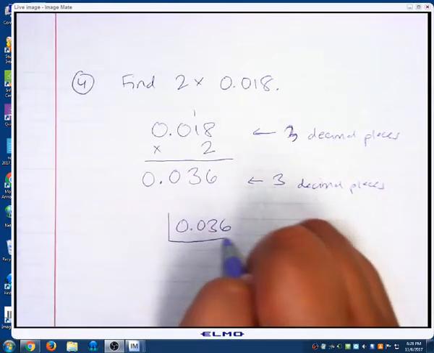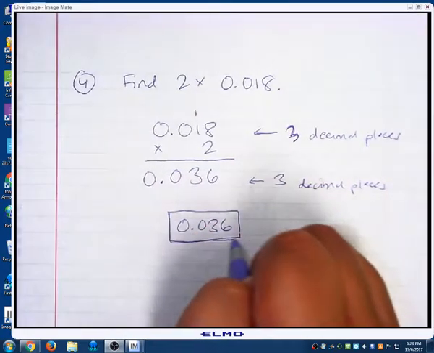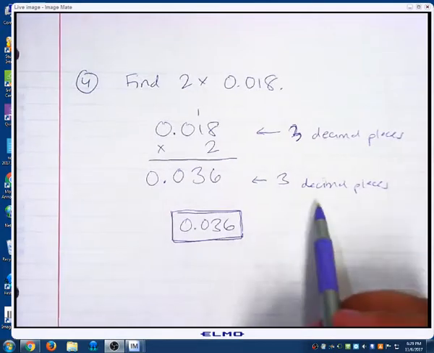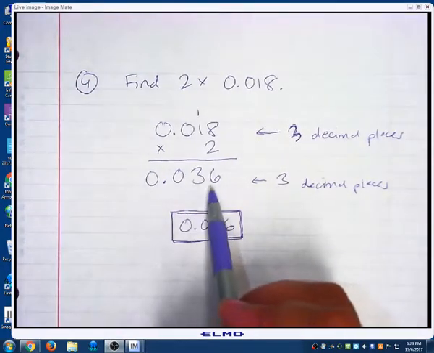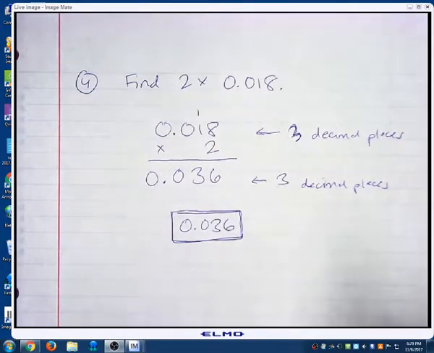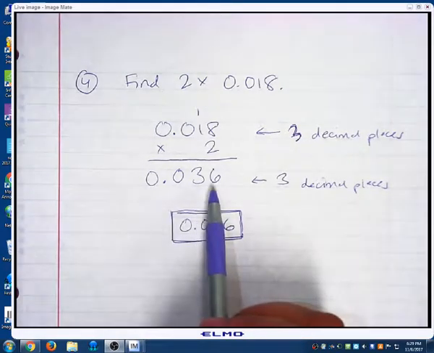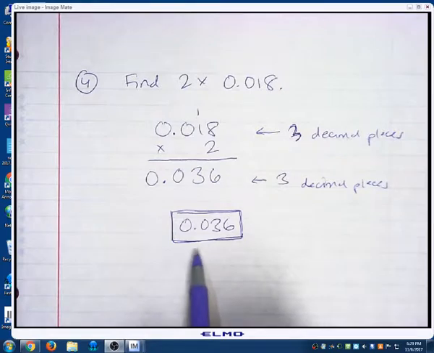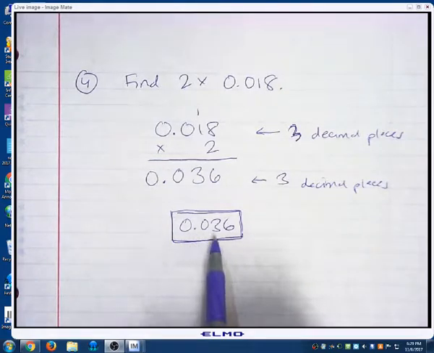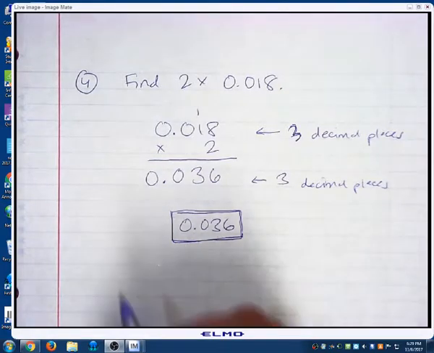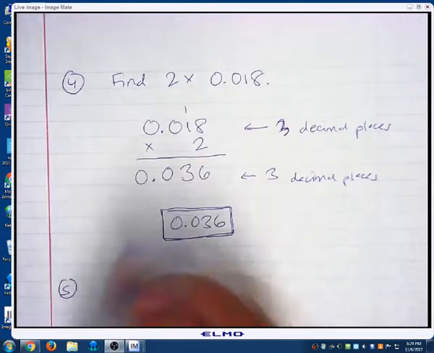0.036. Again, if I know I need a certain amount of decimal places, but I only have 2 digits or however many digits, sometimes I have to add zeros in so I have enough decimal places. And again, my answer ends up being 0.036. All right, let's do one more example.